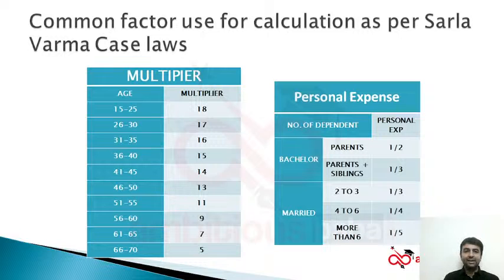Okay, so with this, let's start with the Sarla Verma case law. This particular multiplier table and this personal expense table came out of the law called the Sarla Verma case law. When a person dies in an accident, the court looks at basically three things. What are those three things? Can you write it in the chat box? In any third party claim, when a person dies, what are the three things that the courts look at to calculate compensation?